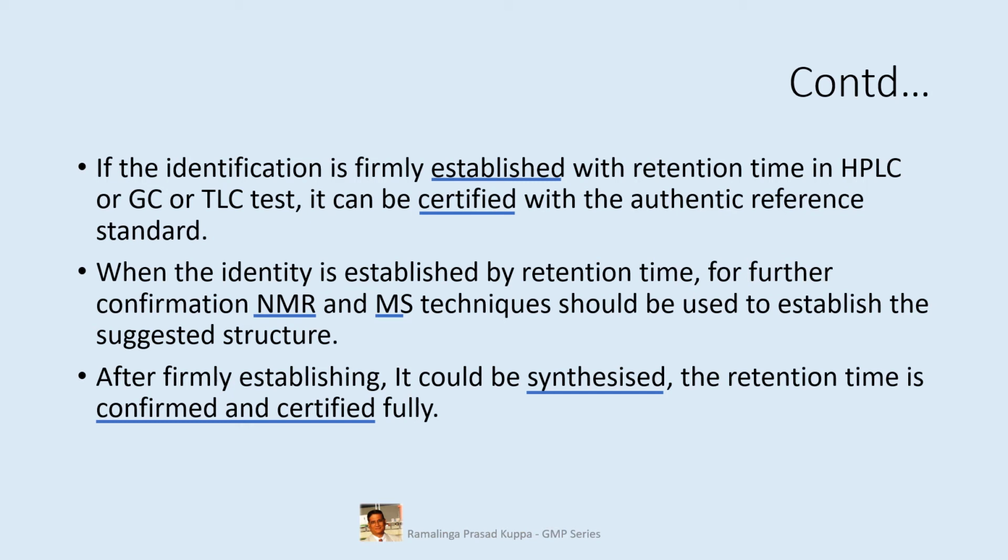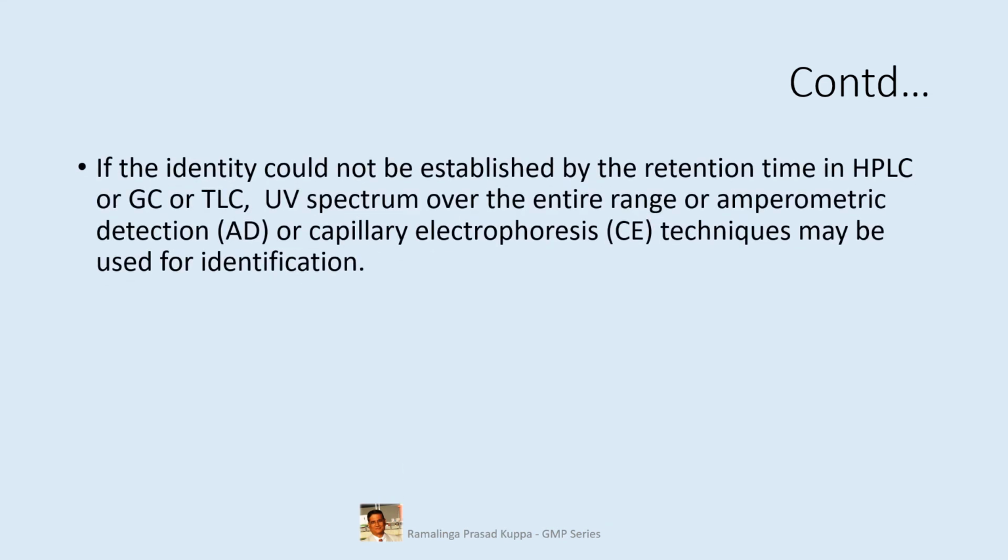After firm establishment of the compound identity, it can be synthesized as an impurity standard and certified against the reference standard by checking the retention time. If the identity could not be established by the retention time in HPLC or GC or TLC, UV spectrum over the entire range or amperometric detection or capillary electrophoresis techniques may be used for identification.